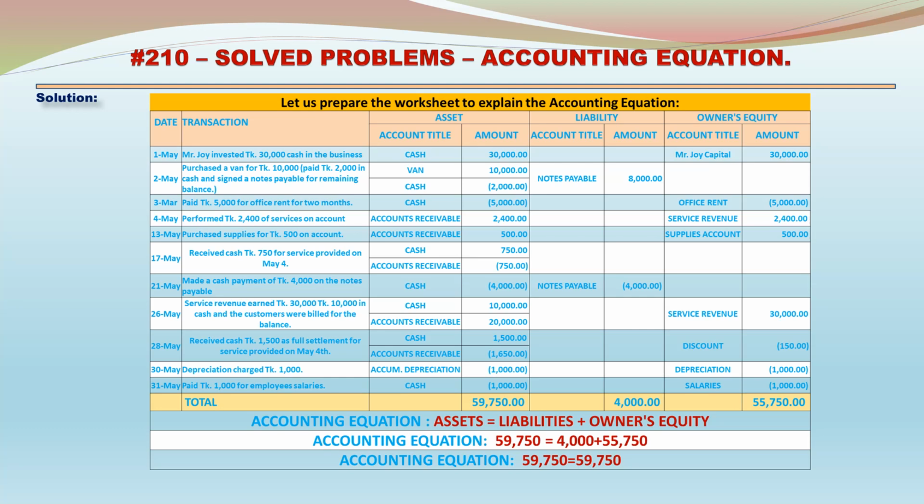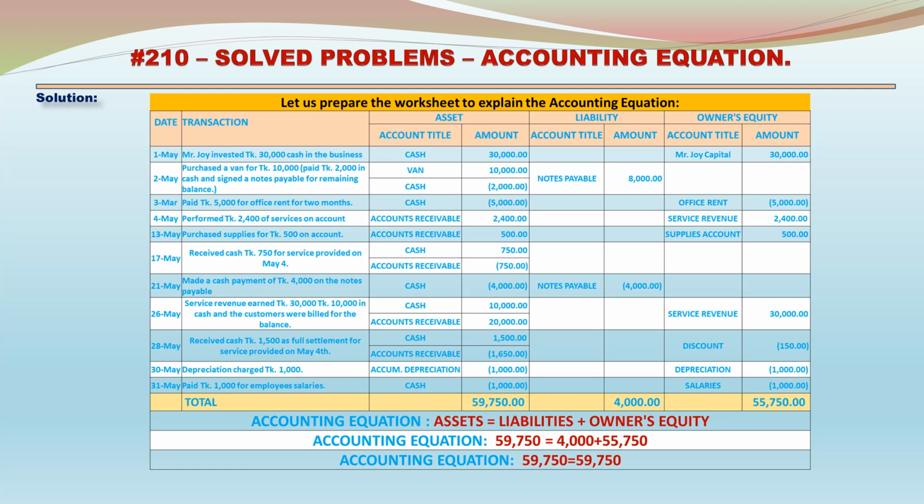May 30. Depreciation charged 1,000. In the assets, accumulated depreciation minus 1,000. In owner's equity, depreciation 1,000 minus. 31st May. Paid TK 1,000 for employee salaries. On the asset side, cash minus 1,000. Owner's equity salaries minus 1,000.